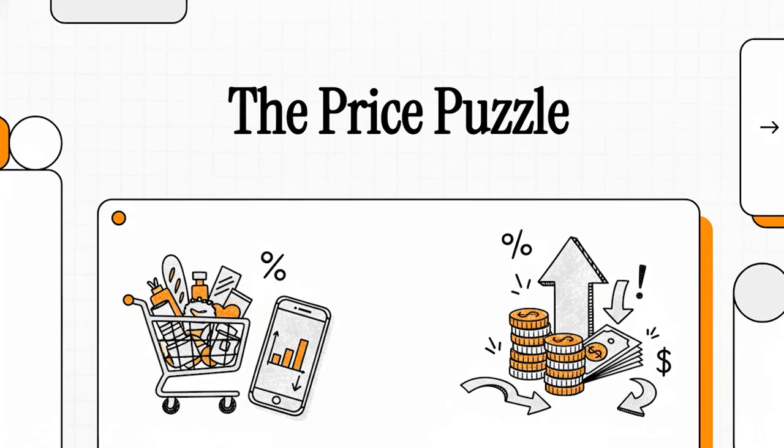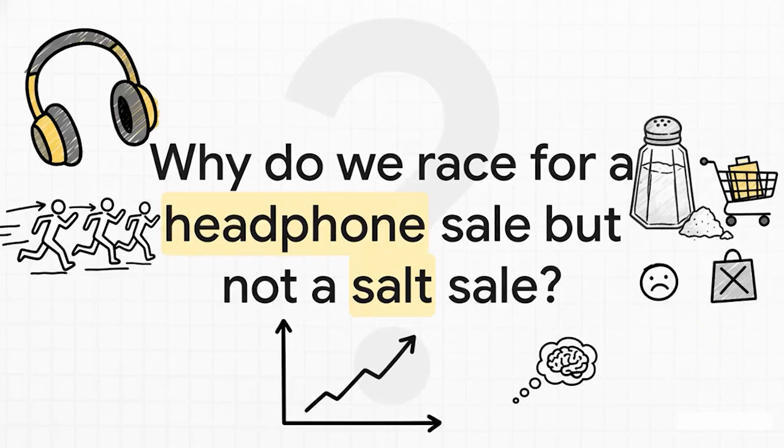Hey there, and welcome. So let's jump right into this really cool economic puzzle, one you've probably lived through 1,000 times without even thinking about it. It all comes down to why we get super excited about some sales and completely ignore others. I mean, really think about it. You see headphones are 50% off and you're already grabbing your keys, right? It feels like a can't-miss deal. But if table salt is half price, you'd probably just shrug. What's the deal with that?